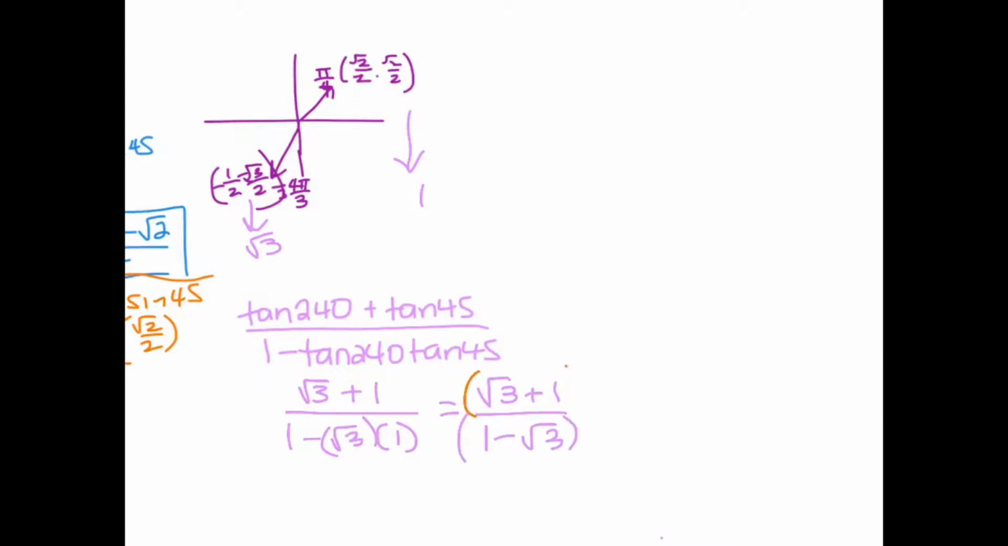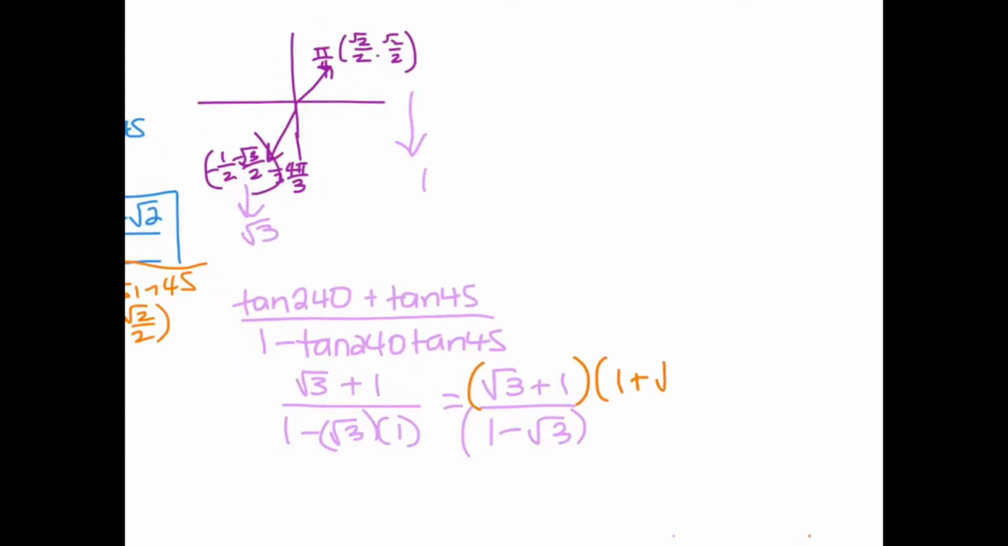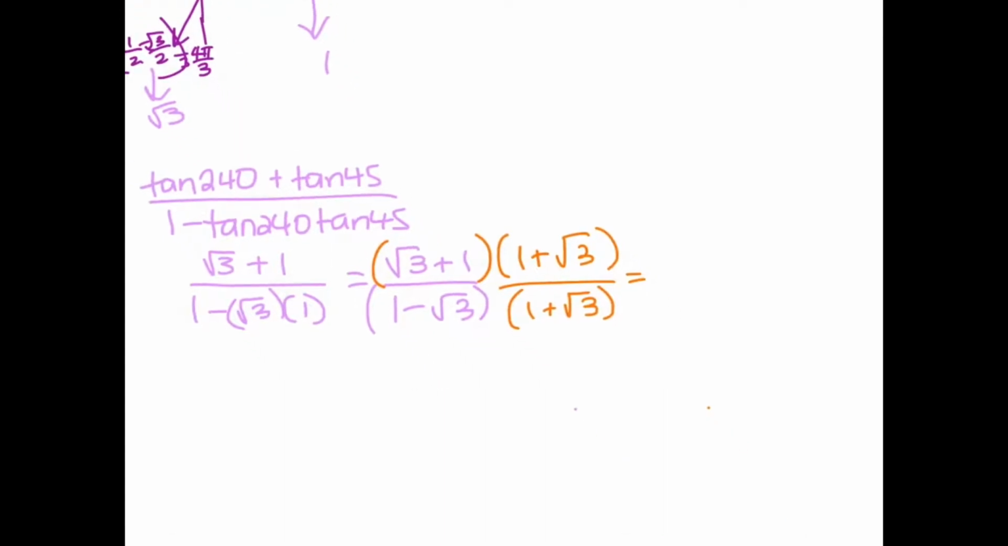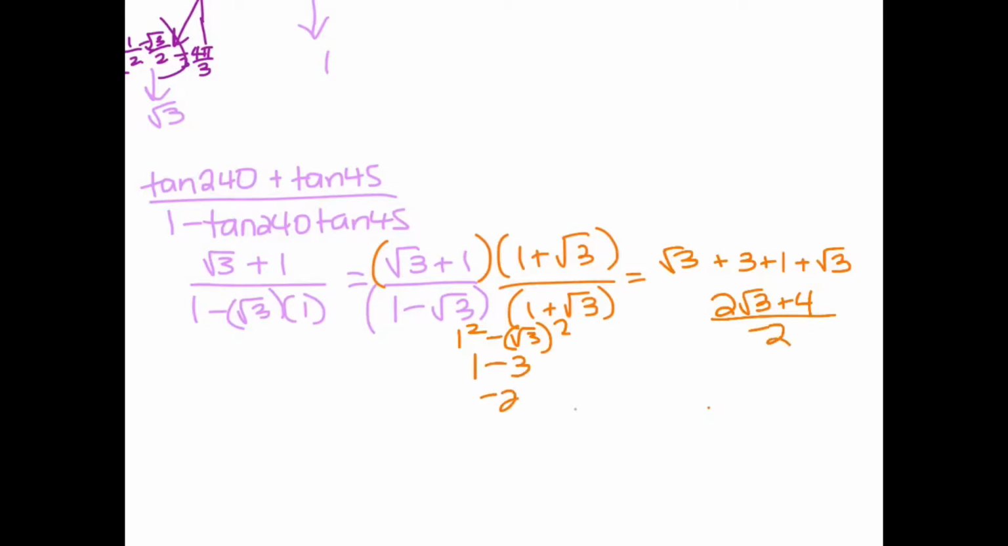And then rationalize it by multiplying both the top and the bottom by 1 plus root 3. My numerator is root 3 plus 3 plus 1 plus root 3, or 2 root 3 plus 4. And the denominator, I can use that shortcut, 1 squared minus root 3 squared, or 1 minus 3, which is negative 2. And then again, it gets simplified, negative root 3 minus 2.